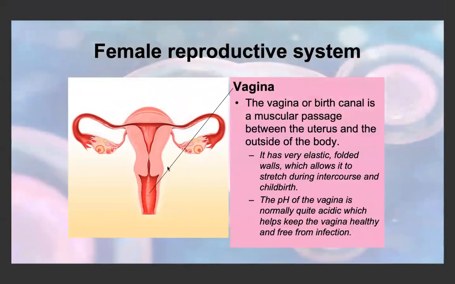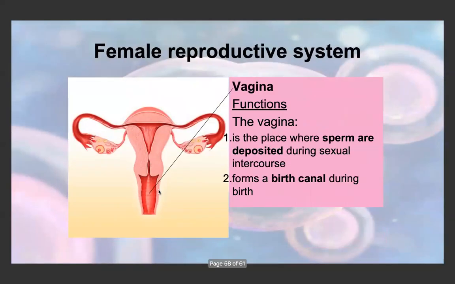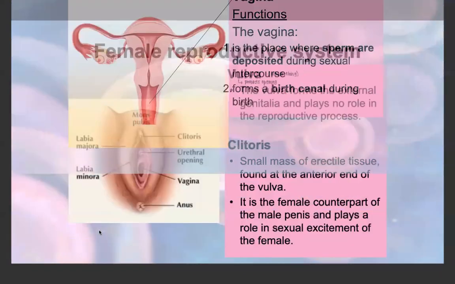If we then look at the vagina, also called the birth canal, so during birth we call it the birth canal, and other times we simply call it the vagina. It's again a muscular passage between the uterus and the outside of the body. It has elastic folded walls, so it allows it to stretch during intercourse and during childbirth, and then return to its original shape. Another important feature of the vagina is that its pH is quite acidic to keep it healthy and infection-free. The function of the vagina is, of course, to provide a place where sperm are deposited during sexual intercourse, and it forms the birth canal during birth where the baby is pushed out.